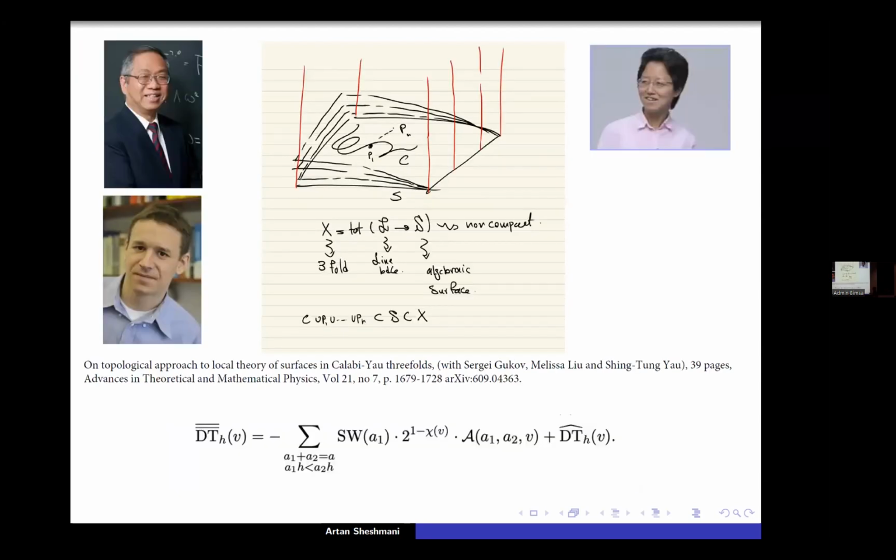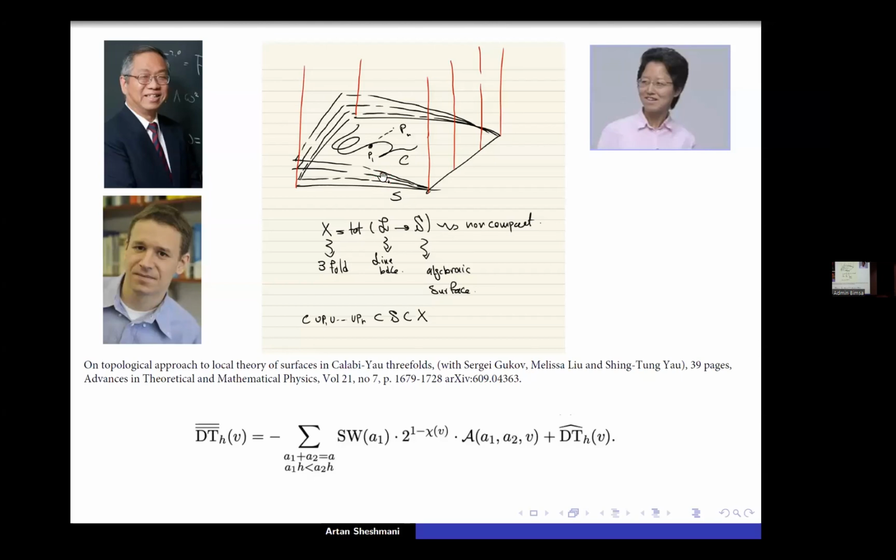Later, a long time after, I somehow, in a very labyrinth way, found my way because I was collaborating with Melissa Liu, who is at Columbia University, former student of Professor Yau. Melissa had a problem to solve, suggested it to me. Then I got introduced to Professor Yau, and we started working on this project together with Sergei Gukov, who's at Caltech these days. So we have the curves and points again, lying on the surface.